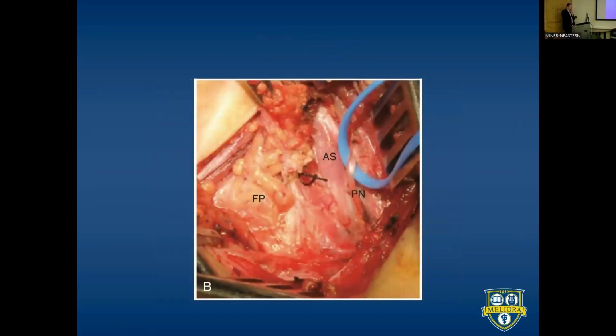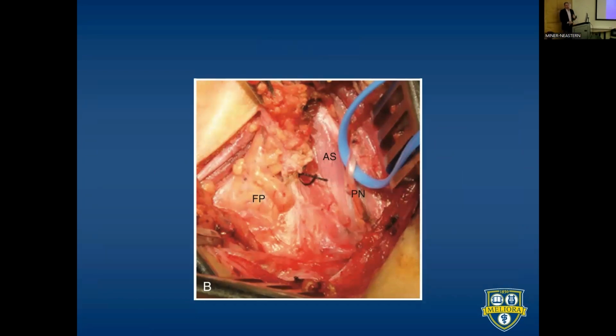Here's another paper showing the exposure. So this is your initial exposure. You have your clavicle down low, your neck up high. Here's your phrenic nerve. There's lots of fat in this region, and that can be the hardest part of the case is digging through the fat because you're afraid of hurting something.